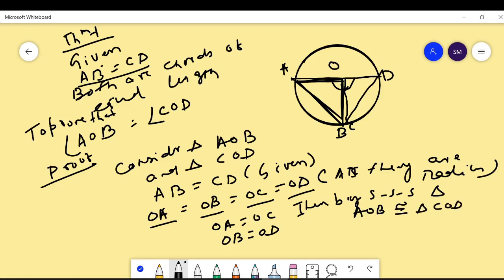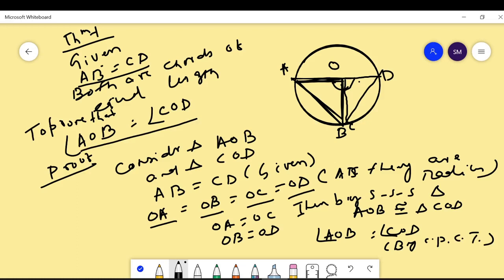Then angle AOB is equal to angle COD by CPCT. By CPCT, these two angles have equal measure. Then here we have proved what we had to prove. Here this is CPCT. Hence proved.